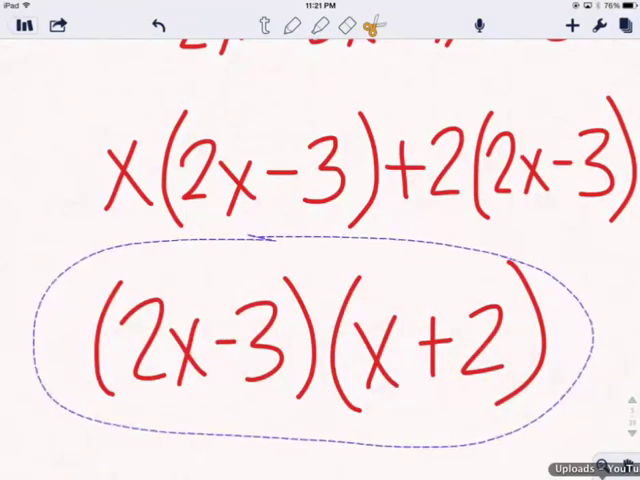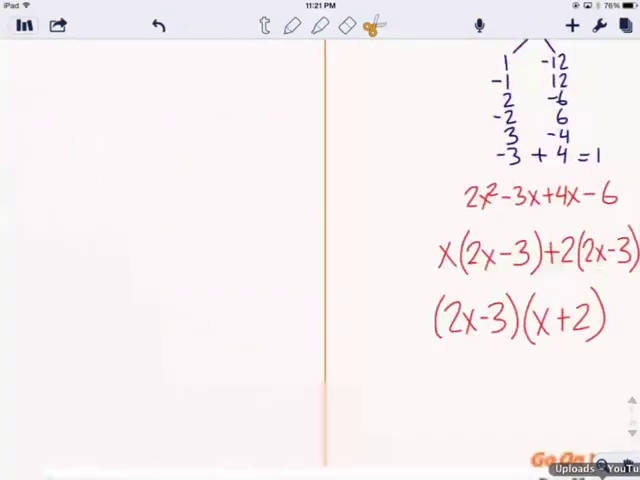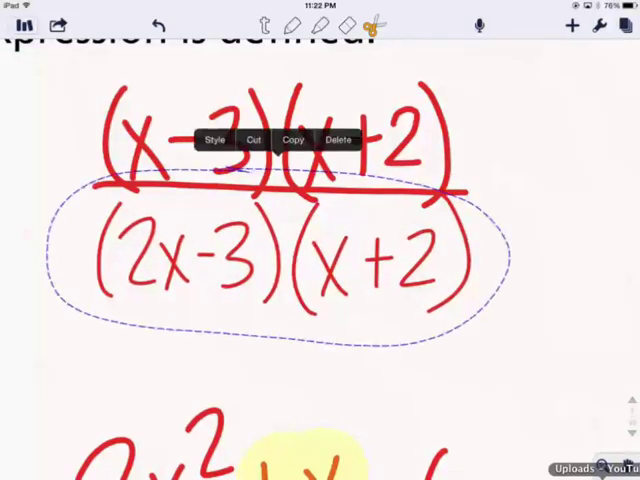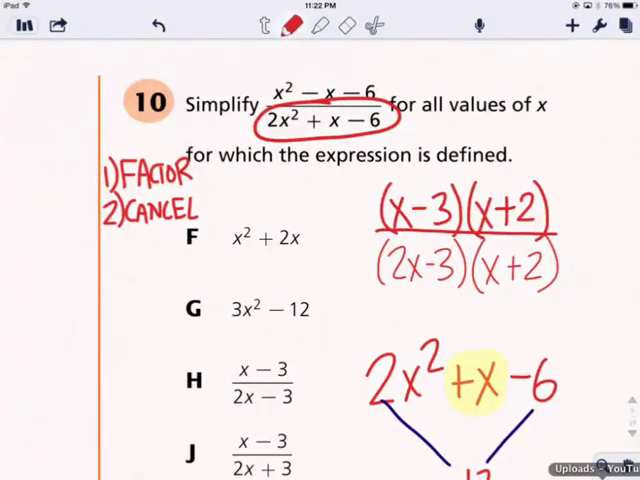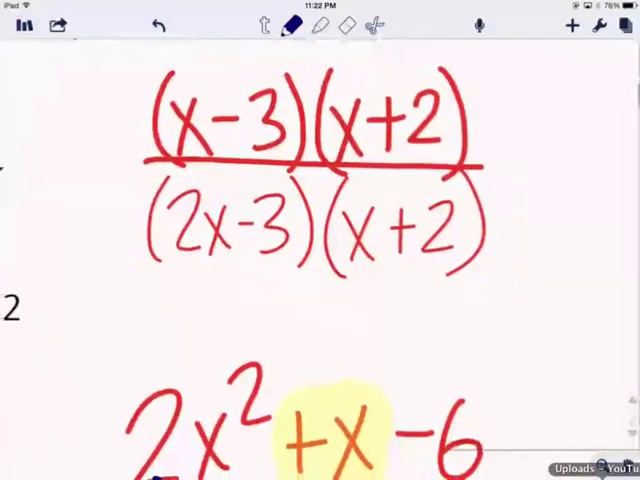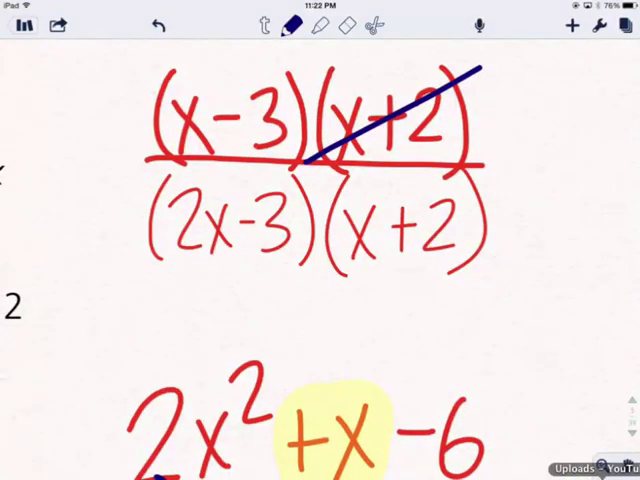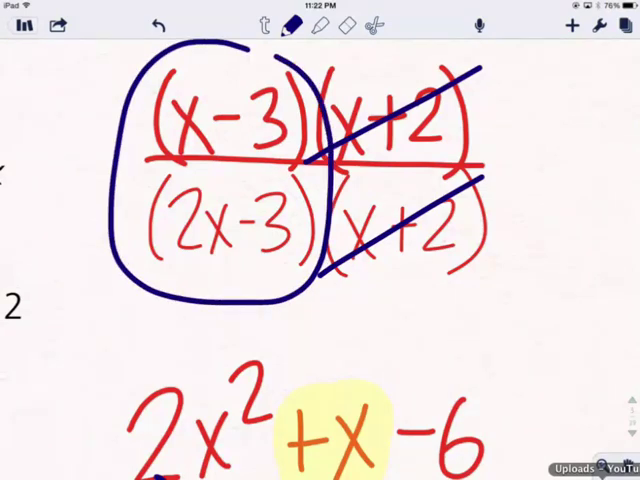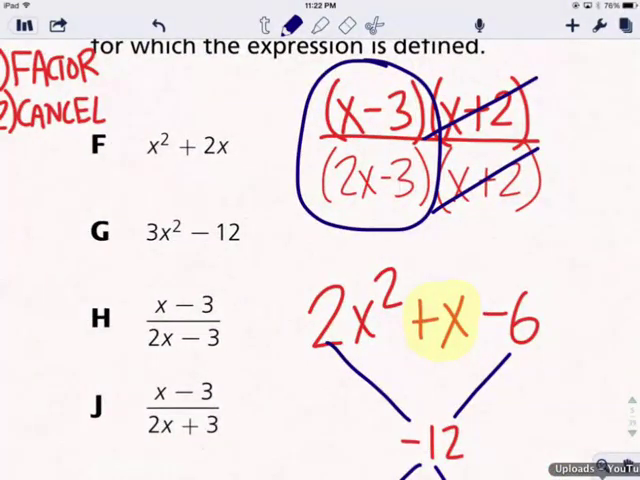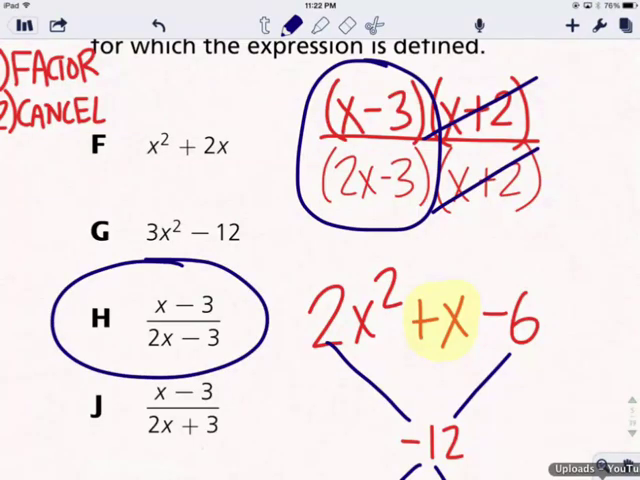So I'm going to take this guy and bring him back up here. Voila. All right, so we have successfully done the first step of simplifying this rational expression. We have factored. Yippee. Now let's cancel. So it looks like there's an x plus 2 at the top and an x plus 2 on the bottom, so we can cancel those out, leaving us with this right here. So which answer choice is the correct simplified form? Answer choice H. That matches what is left over after we get done canceling.